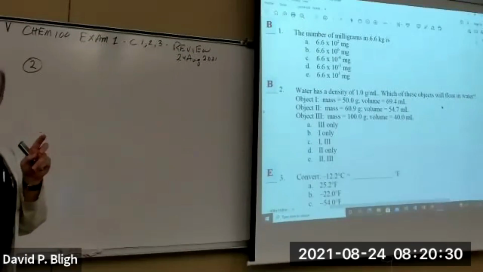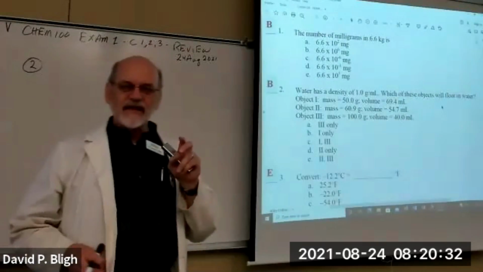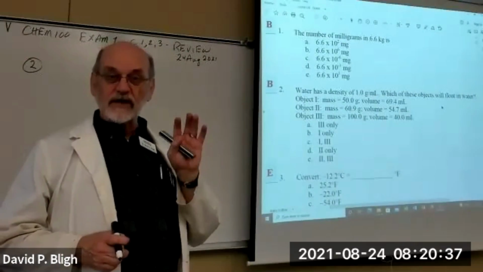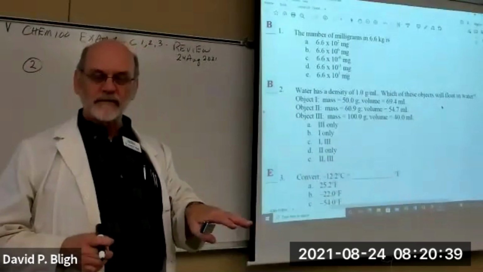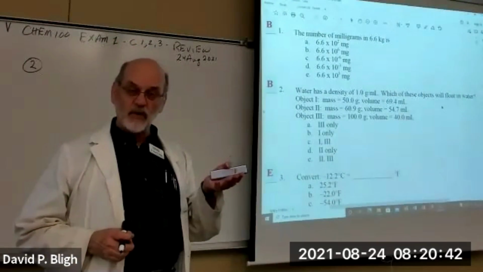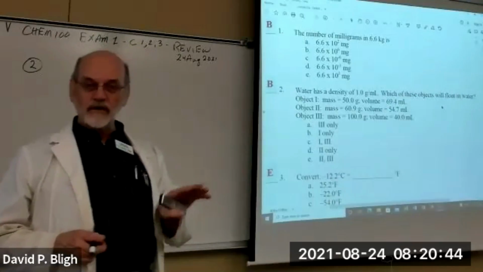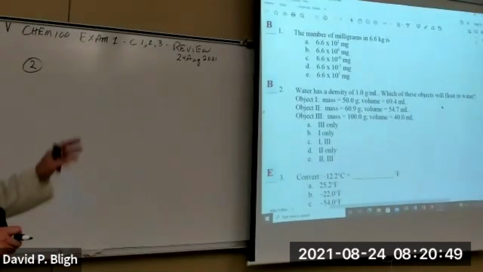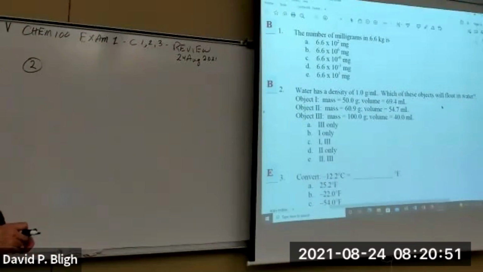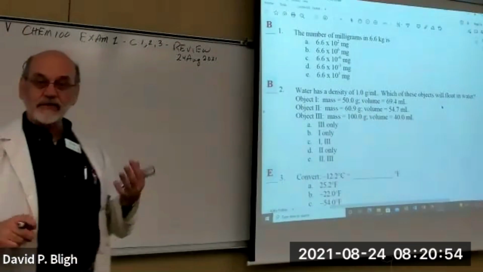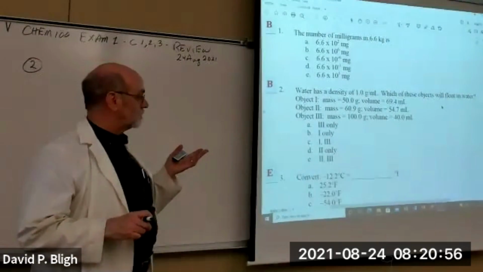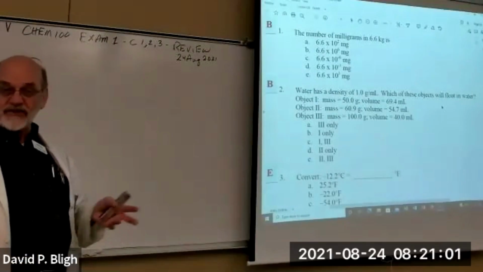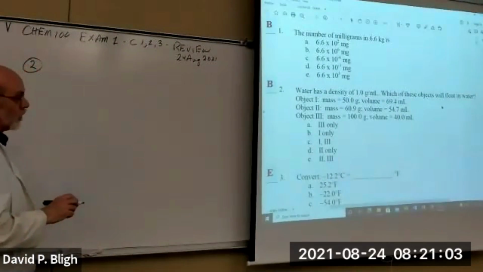Which one floats? You have to understand that anything that is less dense than the fluid in which it's immersed will float. So anything with a density less than 1 will float. Anything greater than 1 will sink. So which of these objects will float? You don't actually have to do a longhand calculation here. You can estimate, that's close enough. And I'll show you how that works.